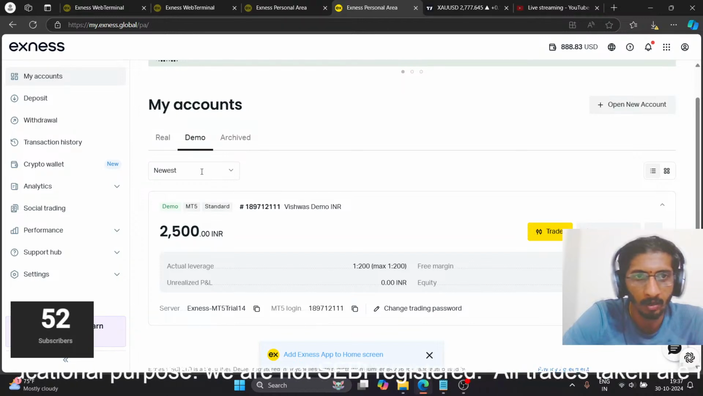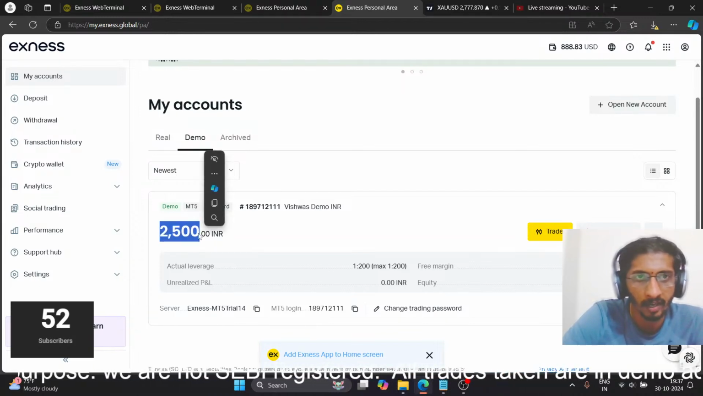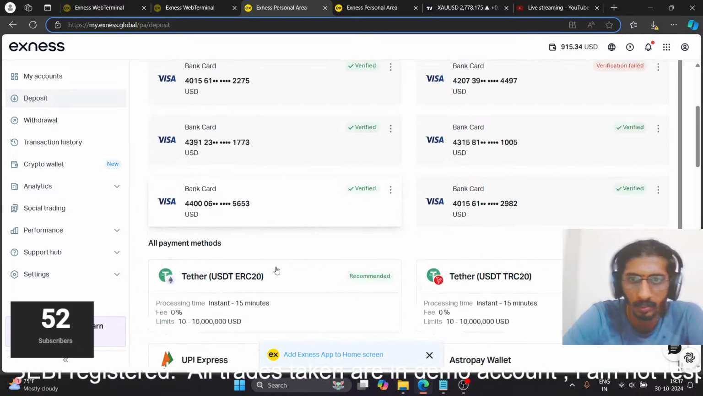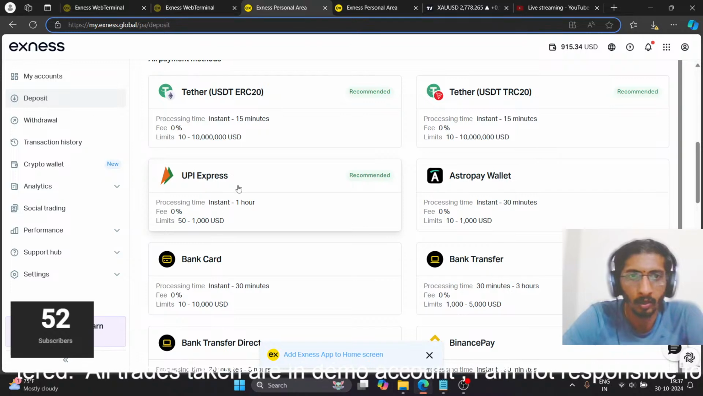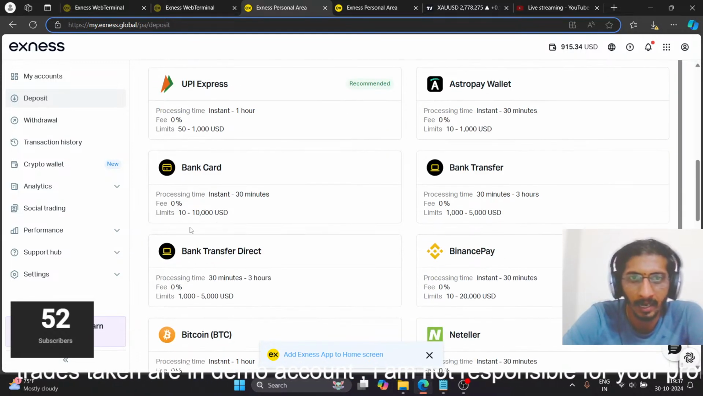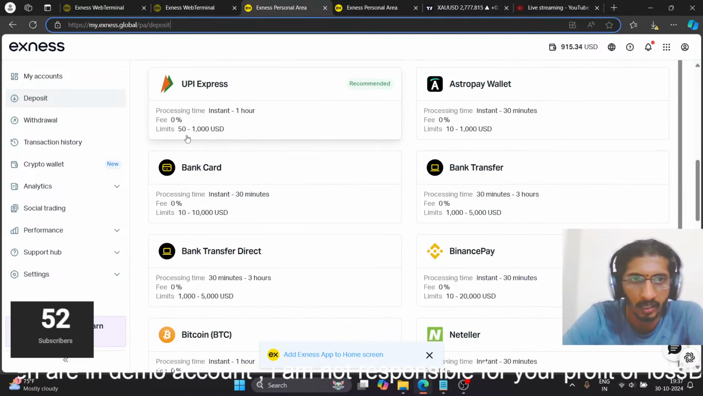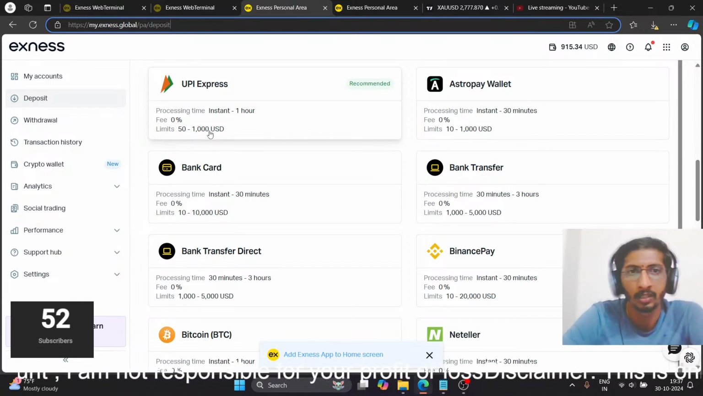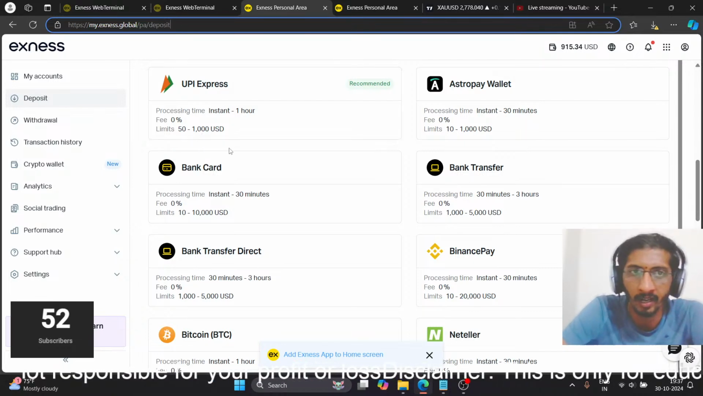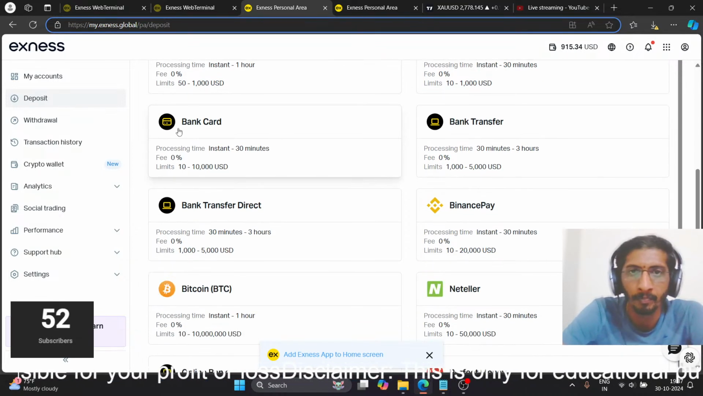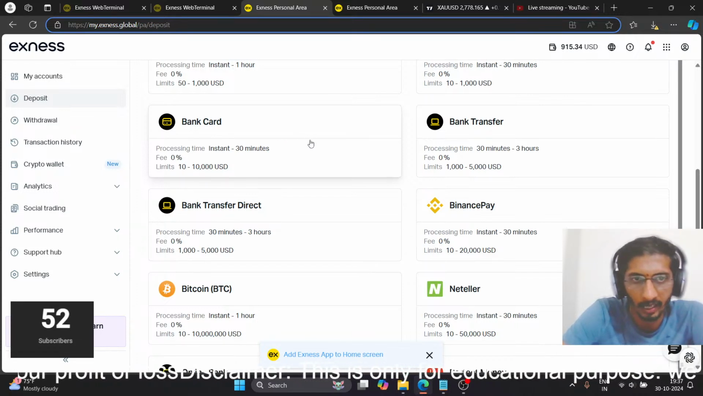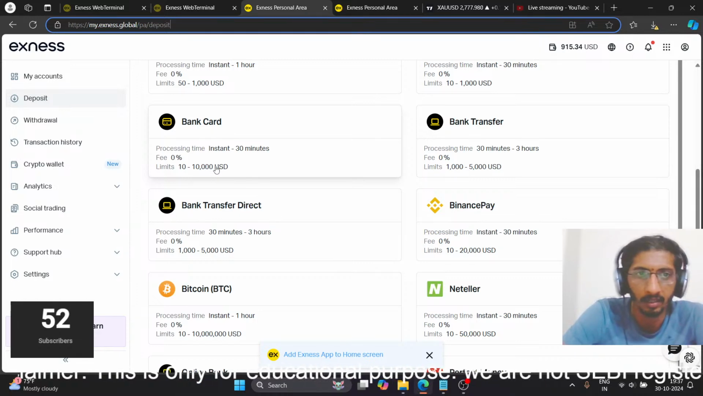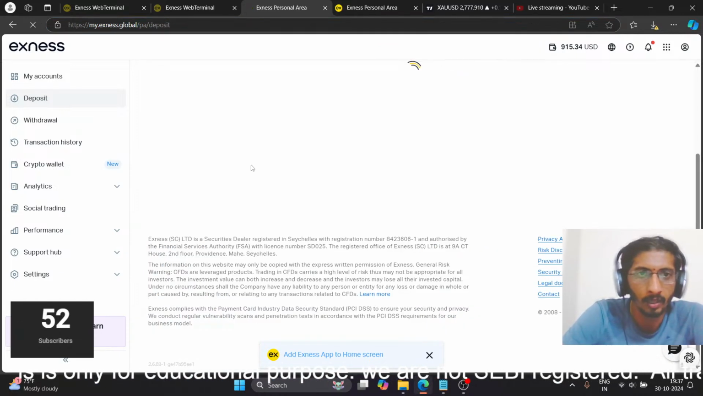When you have a real account, you deposit 2,500, and there are several ways to deposit. You can go with UPI Express, bank card, or bank transfer. You can see the limit: the minimum you have to deposit is 50 USD. With UPI Express, 50 USD is almost 4,500, or more than 4,000 rupees. If you have a credit card, you can start with $10 as well. You can just recalculate.